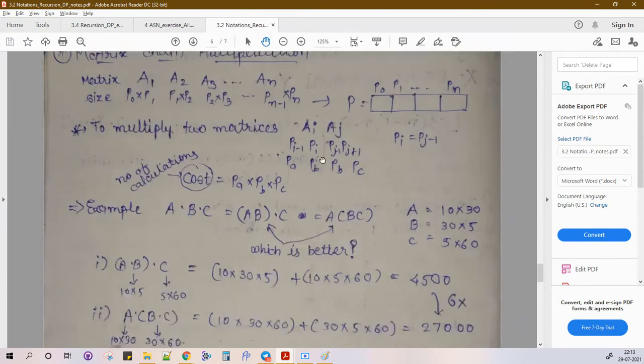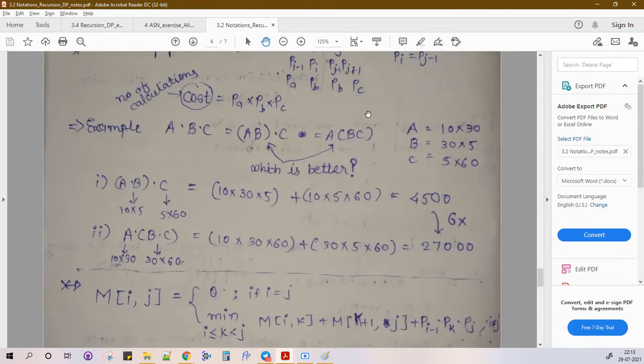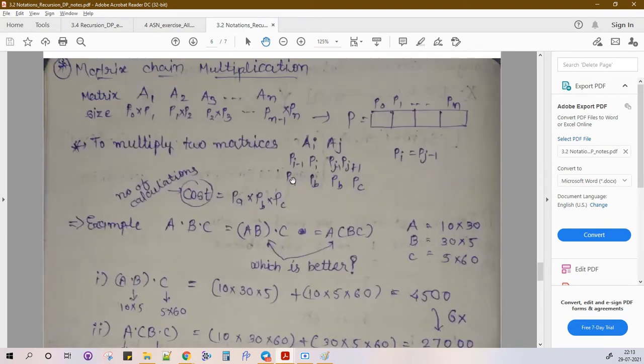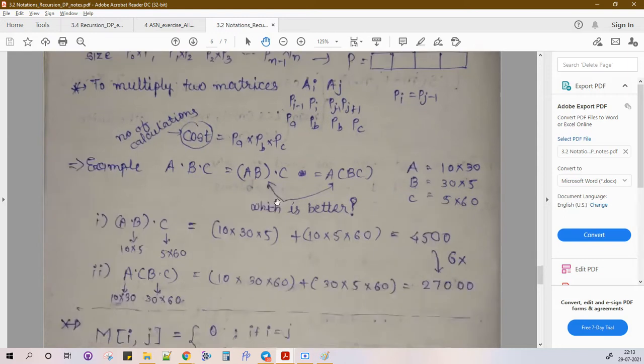Matrix chain multiplication. So why is this important? Let's understand that. And why I'm emphasizing it is because these things are very simple, but very good to know, actually why we are doing this.